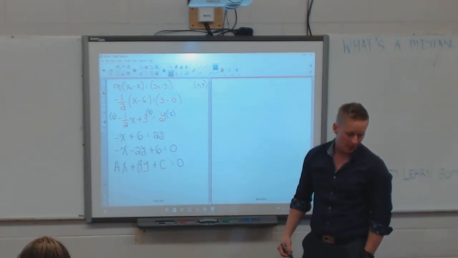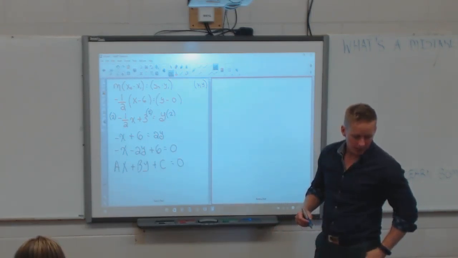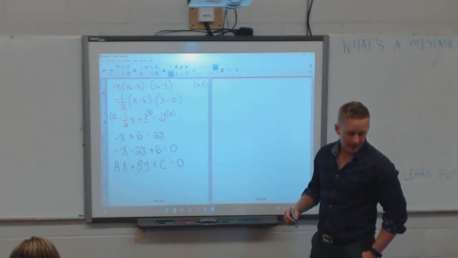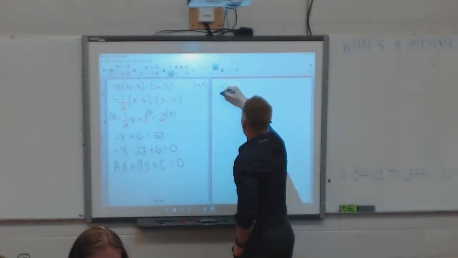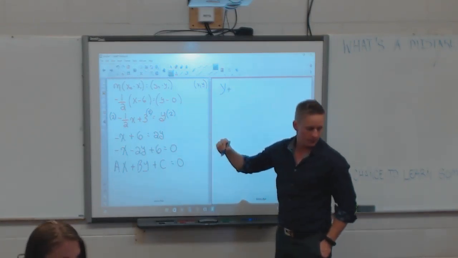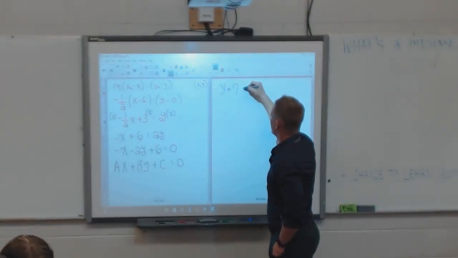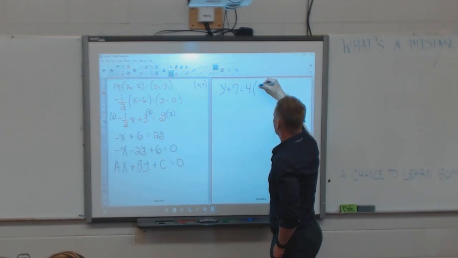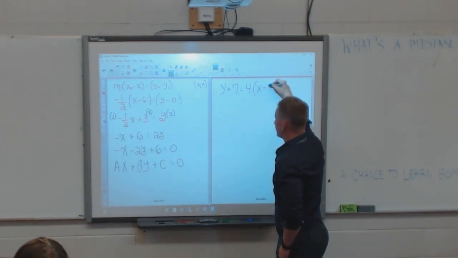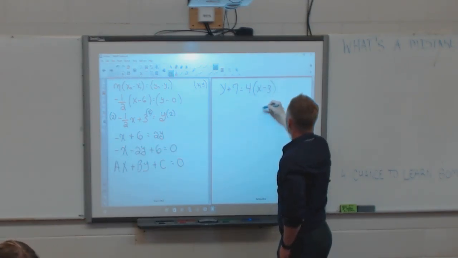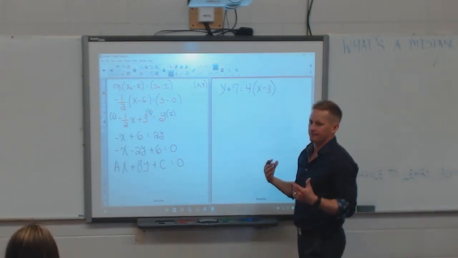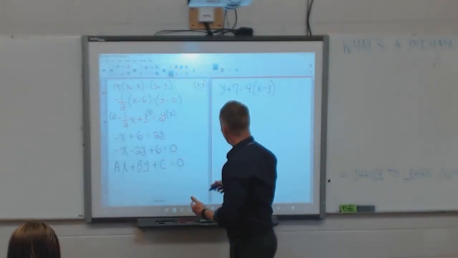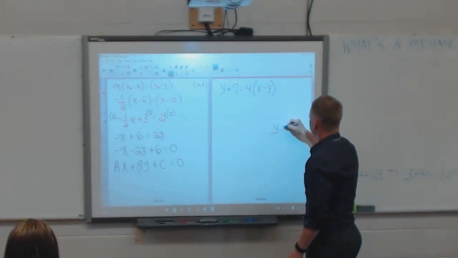Let's look at 152. I'm going to start with this. Identify the slope and a point on each line. Okay, so I've got y plus 7 is equal to 4, negative what? 3. Okay.